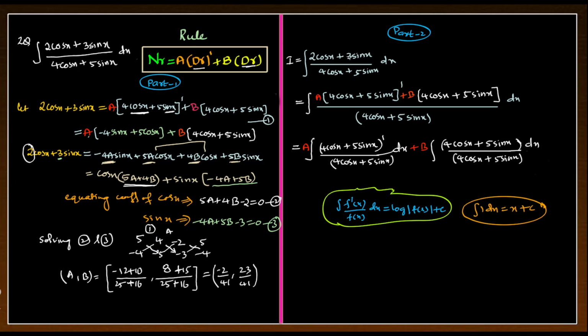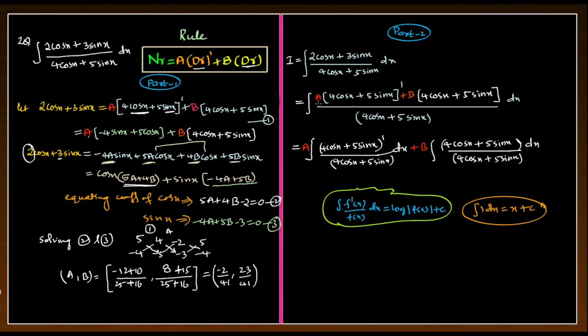But in the numerator we have to write equation 1. Numerator means NR, we have to write in terms of A DR dash plus B DR, that is equation 1. The whole equation we are writing in the numerator, denominator as it is. Okay, now we have total two terms, first term and second term, divided by the denominator.